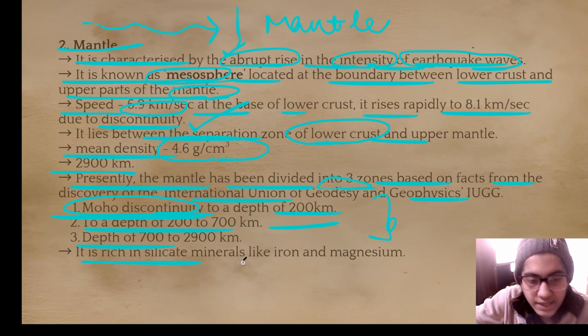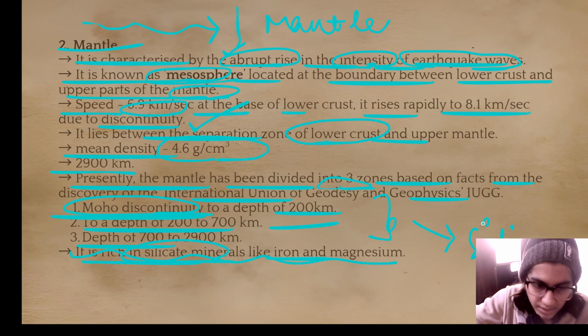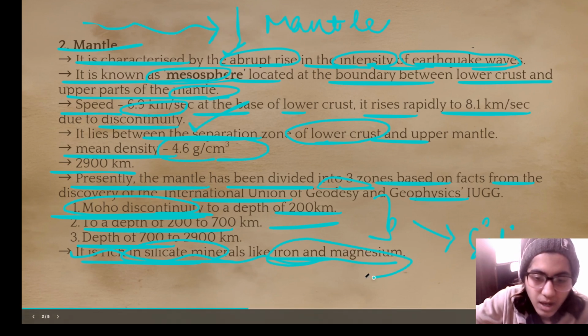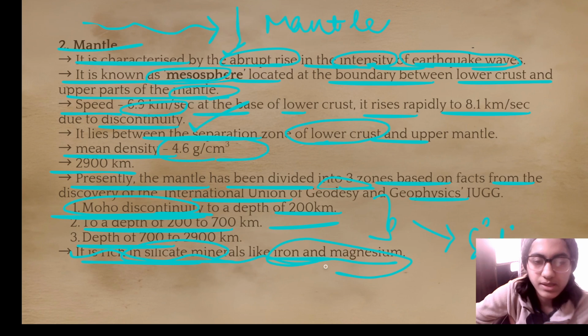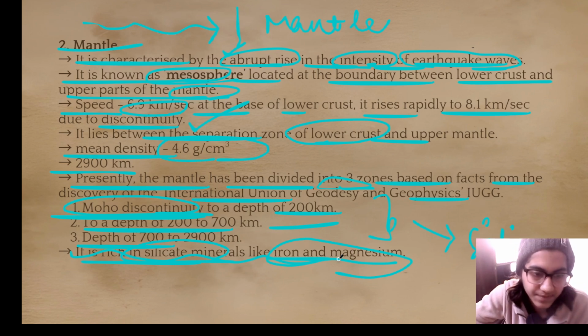It is rich in silicate minerals like iron and magnesium. So basically this line is not totally correct. What it wants to tell us is that this layer contains silicate minerals. Silicate minerals, if you add silicon and oxygen with any metal, are considered silicate minerals. So you can say that the iron and magnesium are mixed with the silicate minerals and they make the silicate minerals.